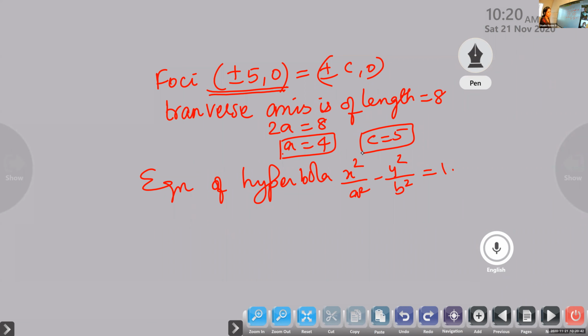Atul, what is the answer, Atul? x square by 16 minus y square by 9 is equal to 1. Okay. Now write the next one.